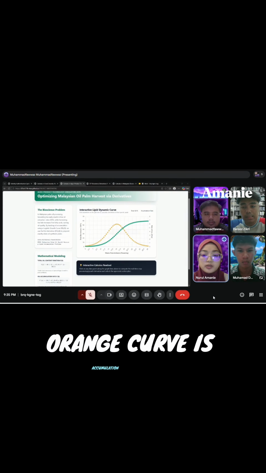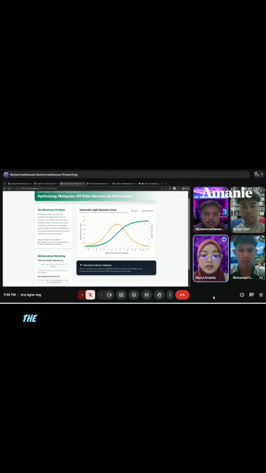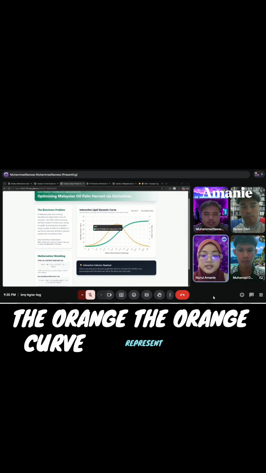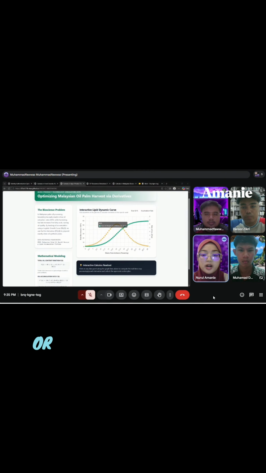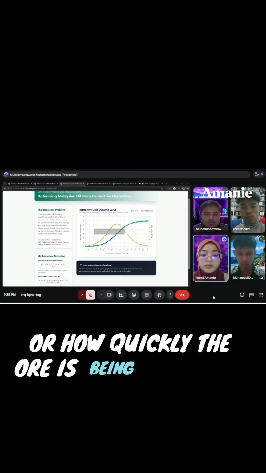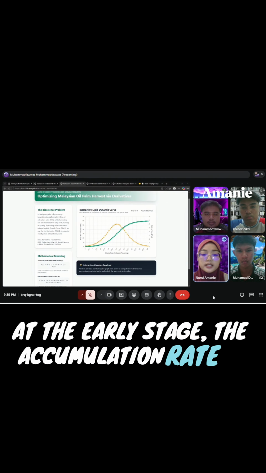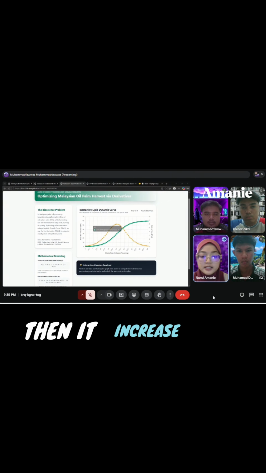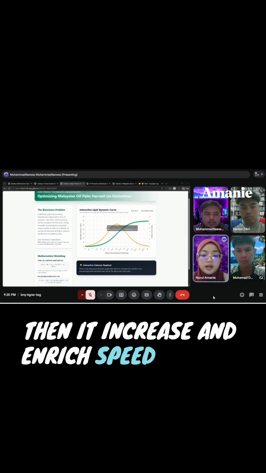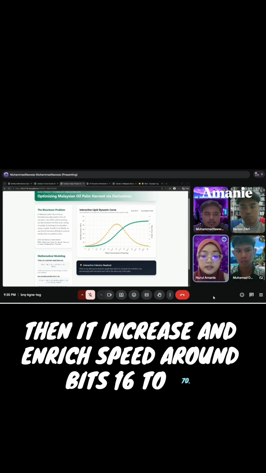The orange curve is the accumulation rate. The orange curve represents the lipid accumulation rate, or how quickly the oil is accumulated. At the early stage, the accumulation rate is low. Then it increases significantly around weeks 16 to 17.